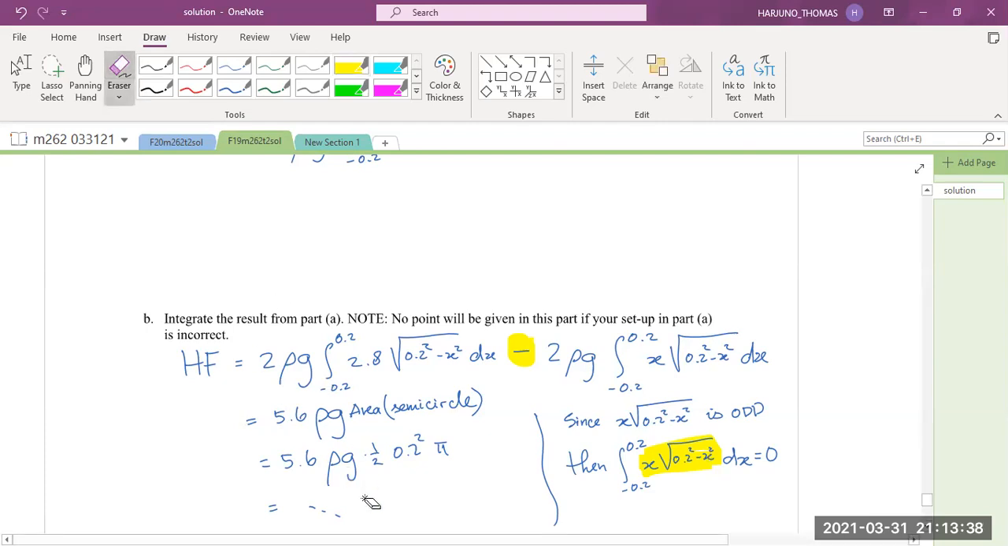By the way, I used my calculator to compute. This is 0.116 rho g pi.